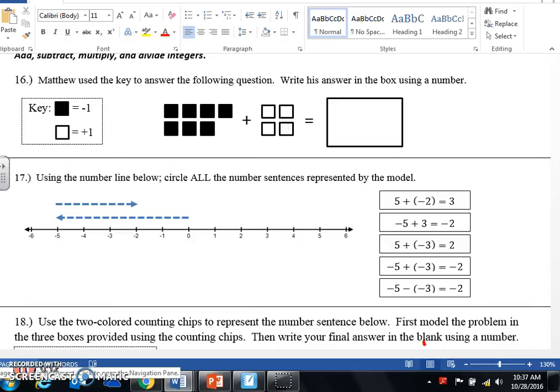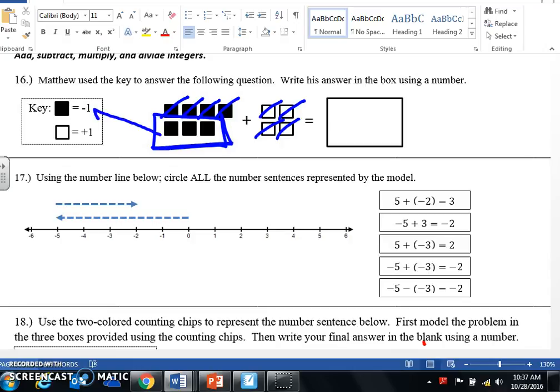So the little black squares are negatives and the little white outlined ones are positive. Ultimately, if you're adding integers, you're just canceling them out. So this guy and this guy cancel out. This one and this one cancel out. That one and that one and that one and that one, which leaves me with these three. So if I go back to the key, I know that those are negative. I've got 1, 2, 3, so I've got 3 negatives. That's my answer.